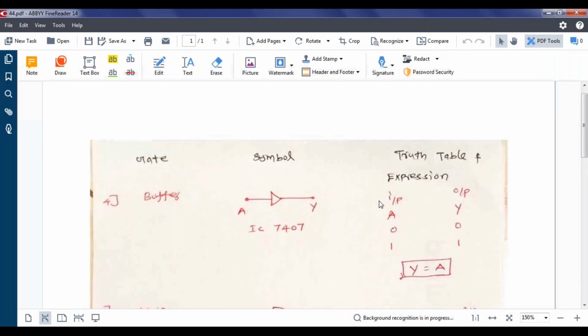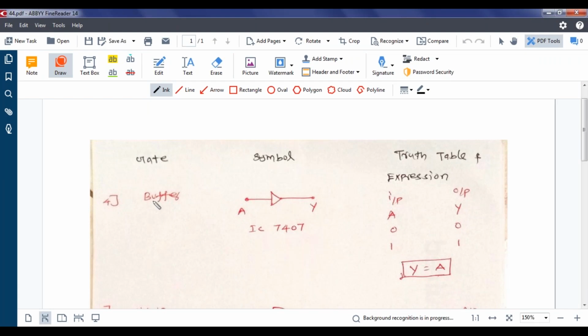So next gate, buffer. Buffer is nothing but whatever input you are giving, the same output will be there in the output section. Whatever input you are giving, the same value will be there in the output section. This is called the buffer.